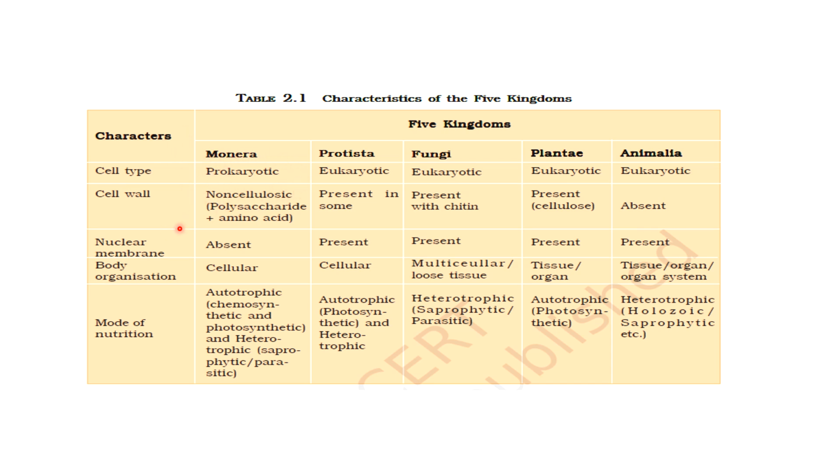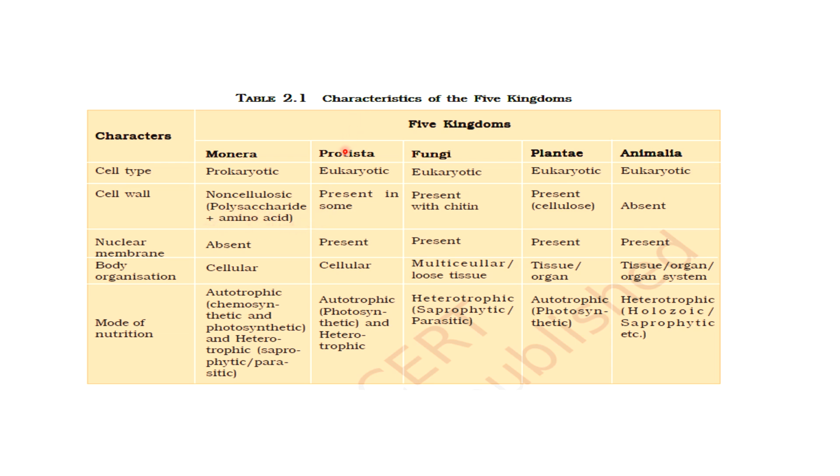That means the nuclear membrane is absent in them. Body organization, if you see, it is cellular. That means all the organisms are primarily unicellular in nature. Some organisms can join together to form long filaments like Nostoc and Anabaena. Mode of nutrition, if you see, both autotrophic and heterotrophic is found. If autotrophic is found, it occurs by chemosynthesis. Cell wall is made up of non-cellulosic matter, that is polysaccharide and amino acid.